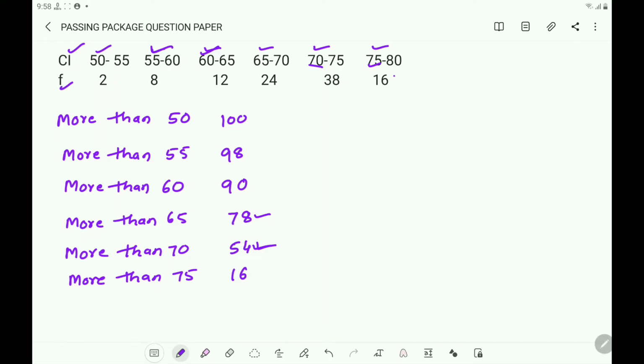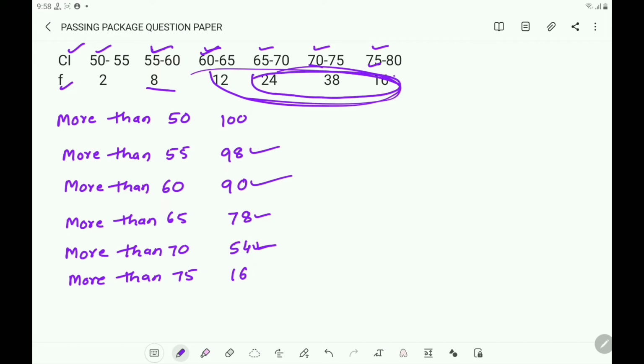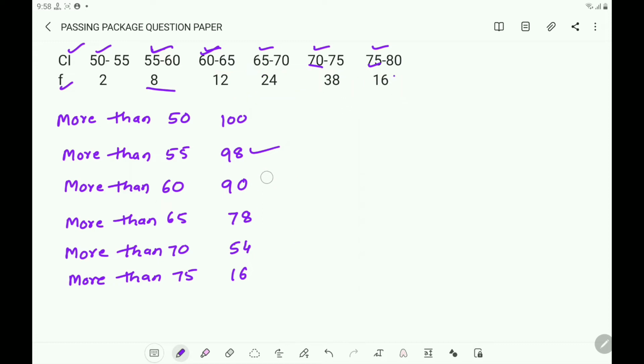Next, more than 55, sum of all this, that is 98. Then more than 60 is sum of all this, that is 90. More than 65, sum of all this, that is 78. Then more than 70 is sum of these two, 54. More than 75 is only 16. In this way, you start from the last one. You got the more than type distribution.